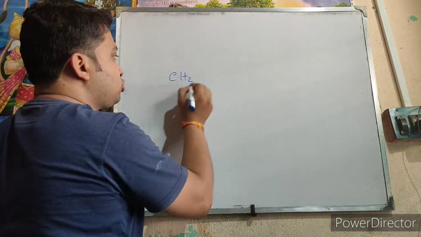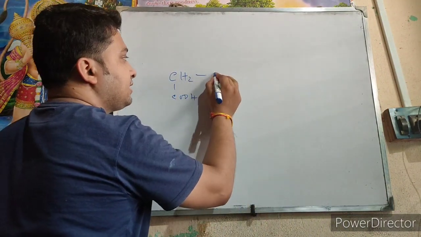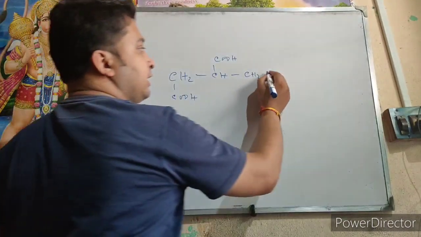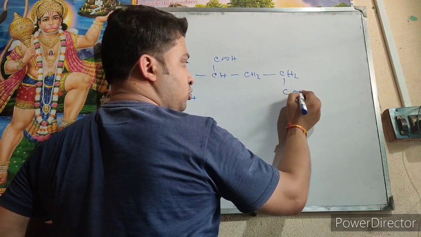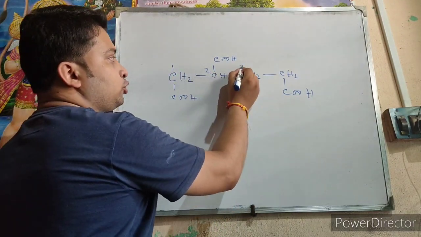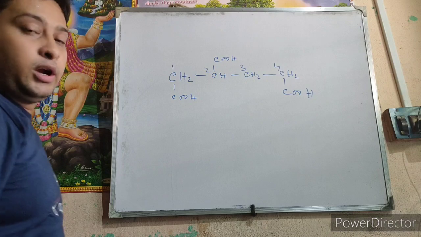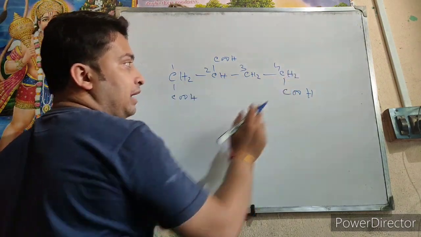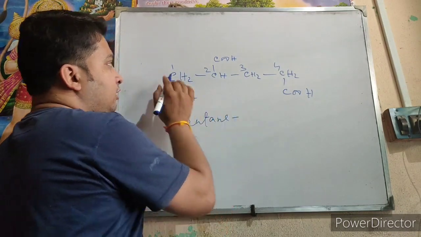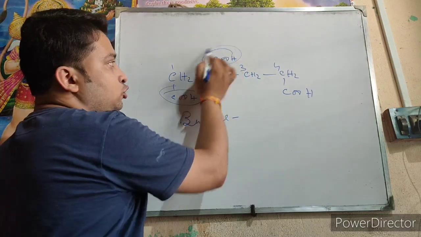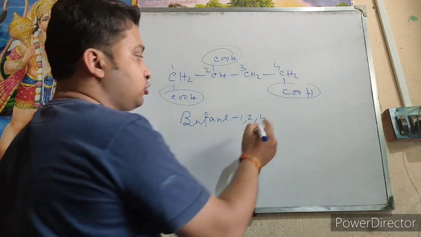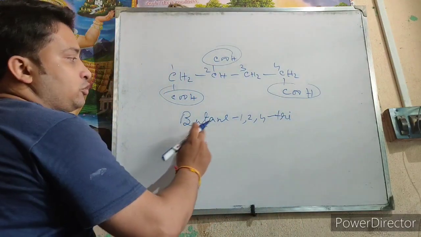If you take it this way, CH2COOH, then CH, that is also COOH, and then you can write CH2, then CH2COOH. Then the position of this carbon, 1 2 3 4. So the number of carbon equal to 4, so this is butane, and then the positions of the COOH are 1, 2 and 4. So 1 2 4, the number of COOH equal to tri.